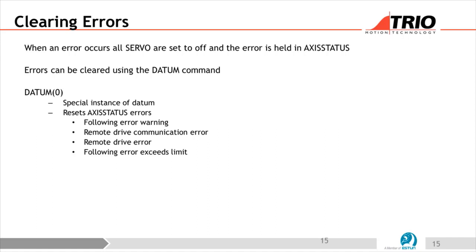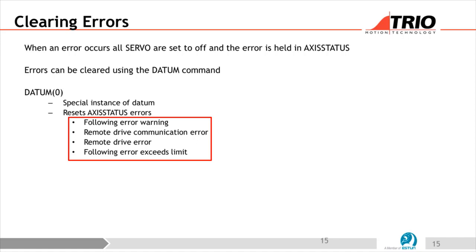So, clearing the errors. Have you used this one yet, datum 0? I think I showed it first thing this morning and you probably didn't know what I was talking about at all. Datum 0 is a special case of the datum command. It doesn't actually do any dataming. It doesn't set any position values. All it does is clear the error flags. So if there are any error flags in the axis status, such as a following error warning or a remote drive error, it would clear those flags, and then you can reset the axis again and turn on the watchdog again.